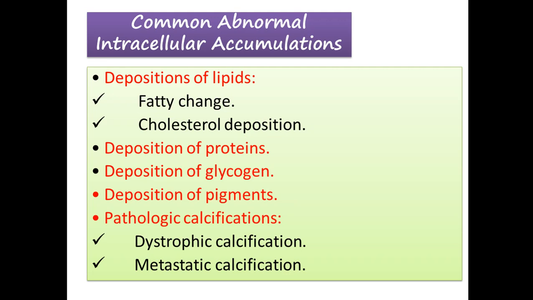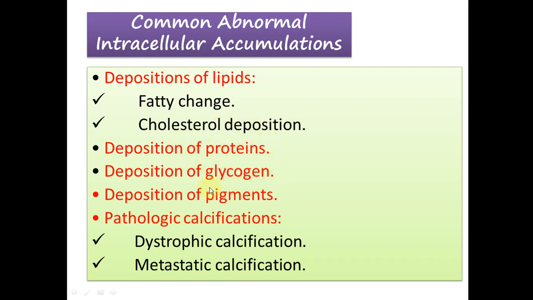So the common abnormal substances that get accumulated in the cells in the form of abnormal intracellular accumulations include deposition of lipids, and today we will particularly discuss the fatty change, which is abnormal deposition of high amounts of fats in the form of triglycerides that get accumulated in the cells. Next, we will discuss abnormal cholesterol deposition in the form of cholesterol in the VLDL particles, and it may lead to some serious diseases, for example, atherosclerosis, which is mainly responsible for myocardial infarction, cerebrovascular strokes, and peripheral vascular diseases. We will also discuss the abnormal deposition of proteins in the cells.